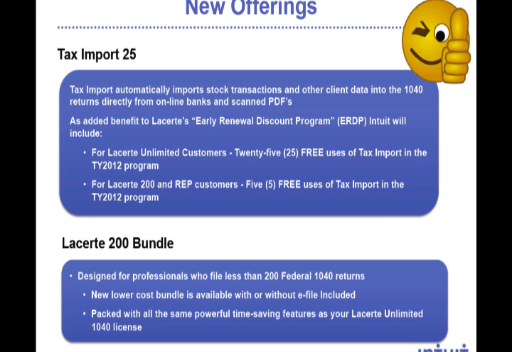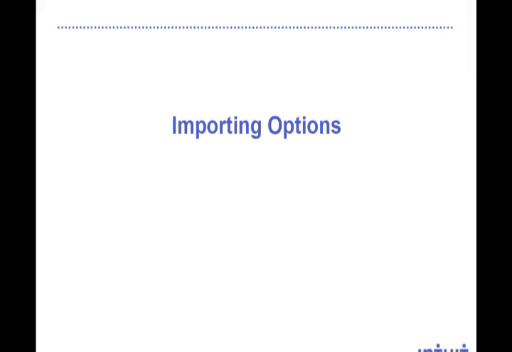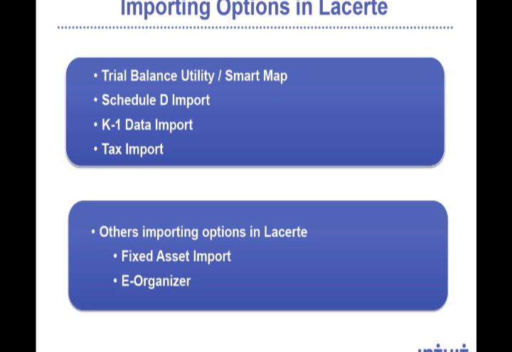Okay, so that is a little bit of information about what's new in the 2012 program. Next thing we want to do is talk about some different ways that you can import information into the Lacerte program. There are a lot of different ways in the Lacerte program that you can import various types of information. We want to go through just a few of these different types because, again, if you import information into the program, that's going to save you a significant amount of time so that you're not doing data entry.